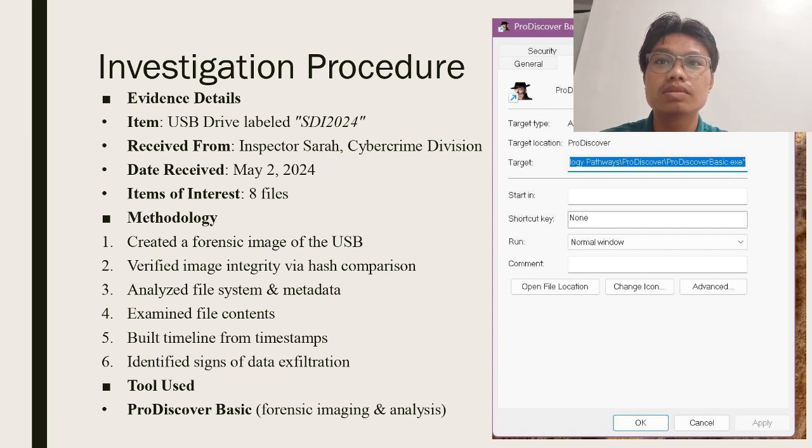The item we have is a USB drive labeled SDI 2034. We received it from Inspector Sarah from the Cybercrime Division, on May 2nd, 2024. The item of interest has 8 files. The methodology we use is, first, create the forensic image of the USB, verify the image integrity via hash comparison, analyze the file system and metadata, and examine the file content. We will also build a timeline from timestamps to identify signs of data exfiltration. The tool we use is ProDiscover Basic.